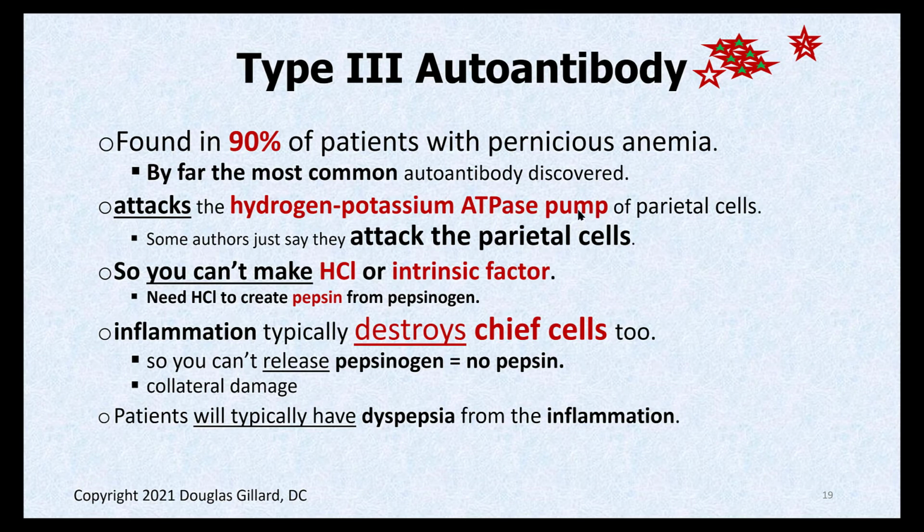It attacks it for whatever reason. We don't know why it does. And so the parietal cells get beat up again and inflamed, and that causes tummy upset. So if the proton pump is inflamed, you can't make hydrochloric acid. And that inflammation will spill over into the machinery that makes intrinsic factor, so you can't make intrinsic factor.